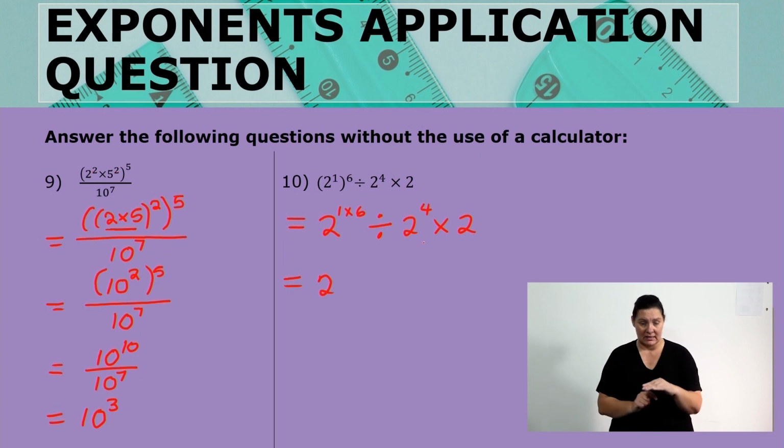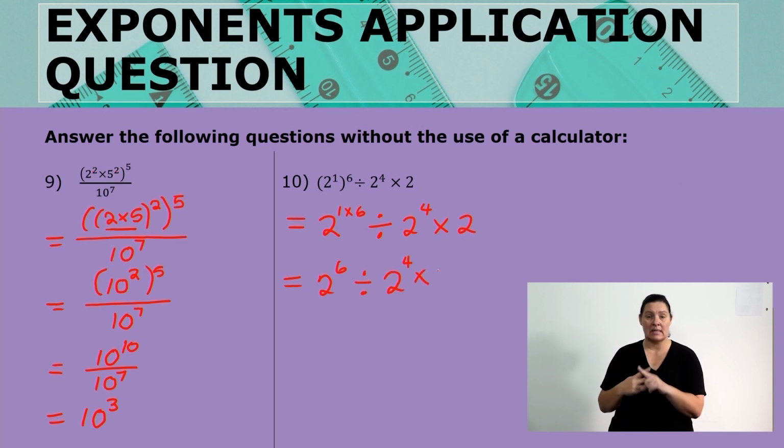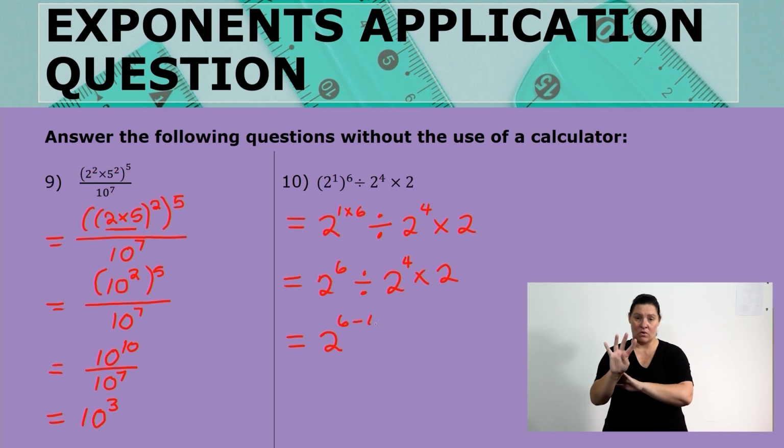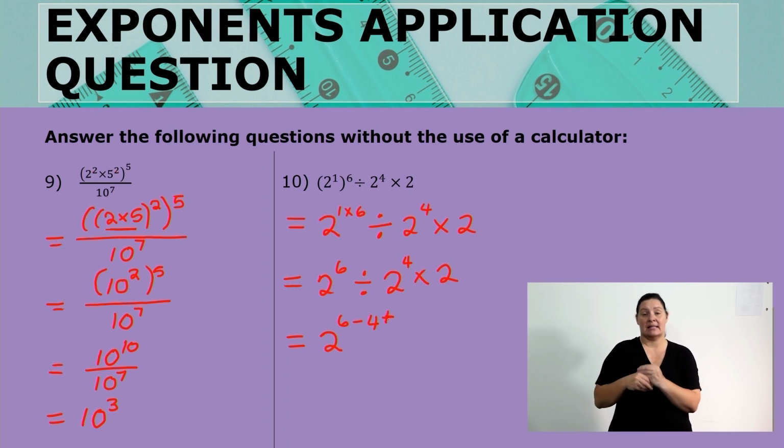So when we are dividing, remember what we are going to do with the exponents. Let's just write that 1 multiplied by 6 is 6. We are going to divide that by 2 to the exponent 4 multiplied by 2. So this will be 2, and that is 6 minus 4, because we are dividing powers of the same base, and then we can add that 1 there because we are multiplying powers of the same base.